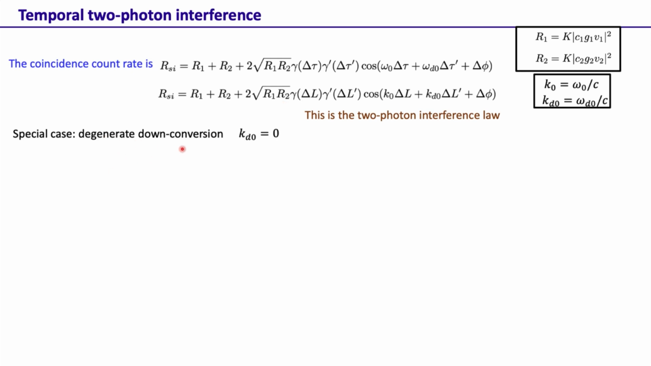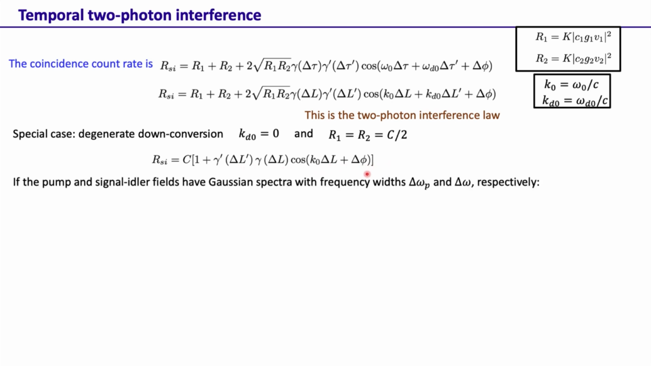First we'll look at the degenerate down conversion, in which the omega d naught is 0. That means the central frequency of the signal and central frequency of the idler, they are equal, so the difference is 0. We also assume that the R1 and R2, they are equal. That means the field amplitude coming in the two alternatives are equal. And in that case we get a slightly simpler expression, that is C equal to 1 plus gamma prime delta L prime gamma delta L cosine K naught delta L plus delta phi.